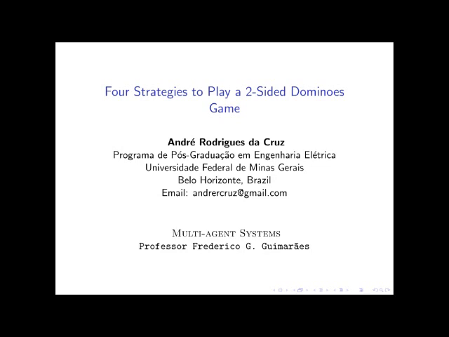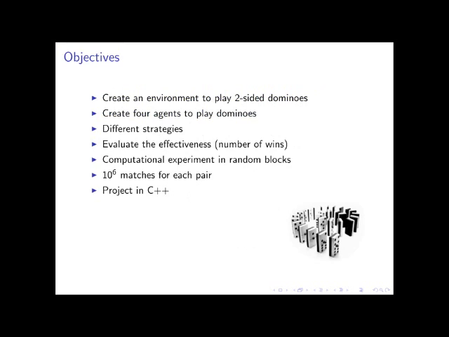My work is 4 strategies to play a two-sided dominoes game. In this work, I created an environment to play two-sided dominoes and 4 agents, each one with a different strategy. In order to evaluate their effectiveness, a computational experiment in random blocks was performed. It was simulated 1 million matches for each pair of agents. The project was developed in C++.